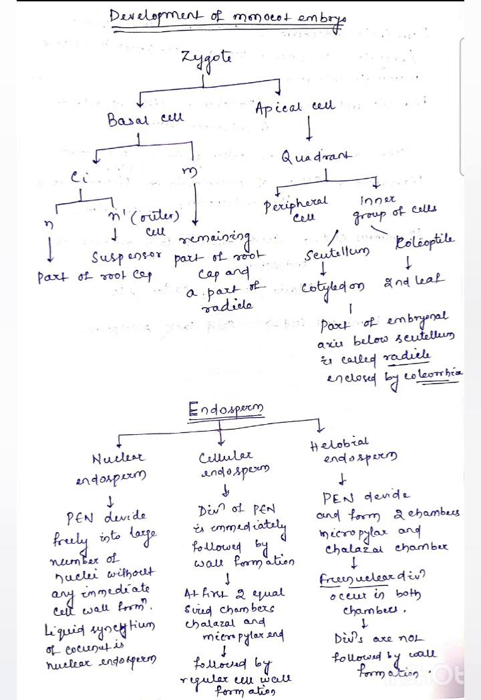Then helobial endosperm, where the primary endosperm nucleus divides and forms two chambers. One is the micropylar chamber, one is the chalazal chamber. Free nuclear division occurs in both chambers. Divisions are not followed by wall formation. So these are the three types of endosperms. Apart from that, just remember these types of endosperm.